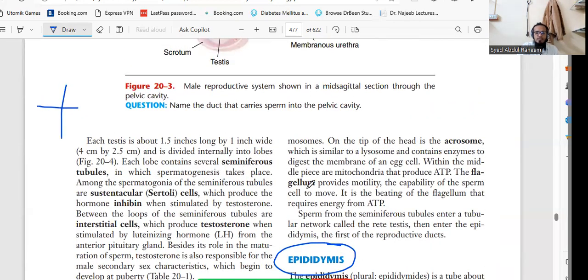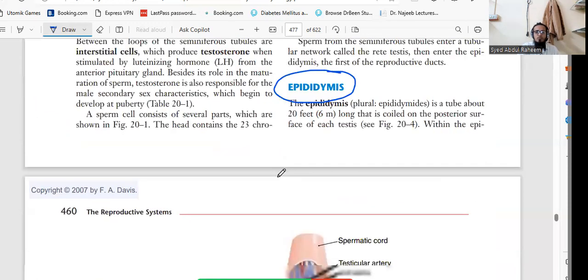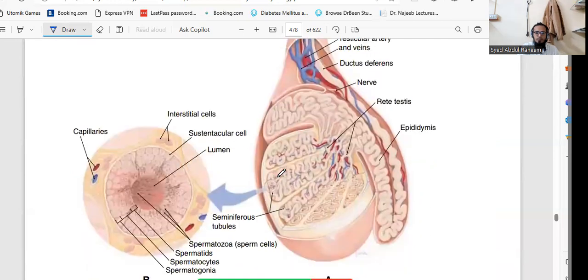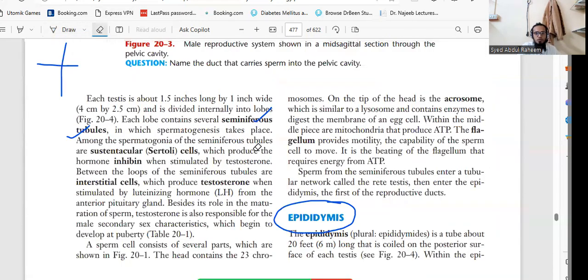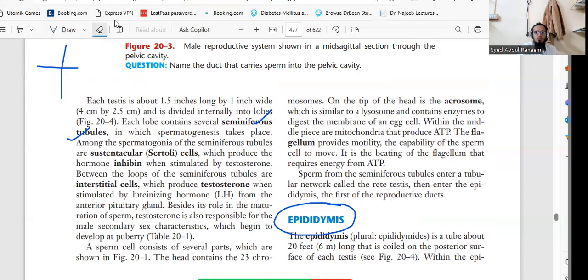Each lobe contains several seminiferous tubules. These are the tubules. You can see that these are the tubules, here till here, in the testis only, not here. So these are the seminiferous tubules in which spermatogenesis takes place.